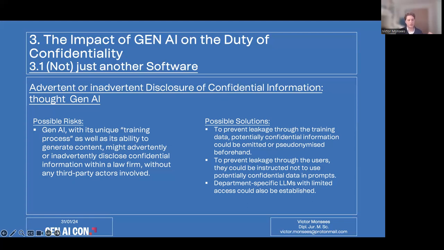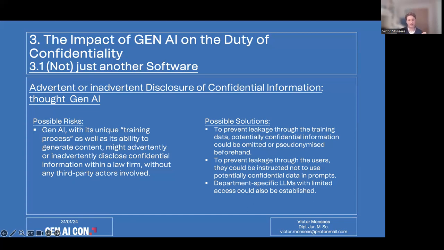But as with every other tool, I think there are ways of preventing this from happening. Leakage through the training data, for example, could be prevented by omitting potentially confidential information, or pseudonymizing it beforehand. Leakage through the users could be prevented by instructing them not to use potentially confidential information in prompts. Then there's another possibility of using department-specific LLMs with limited access. But of course, none of these solutions come without drawbacks and trade-offs.